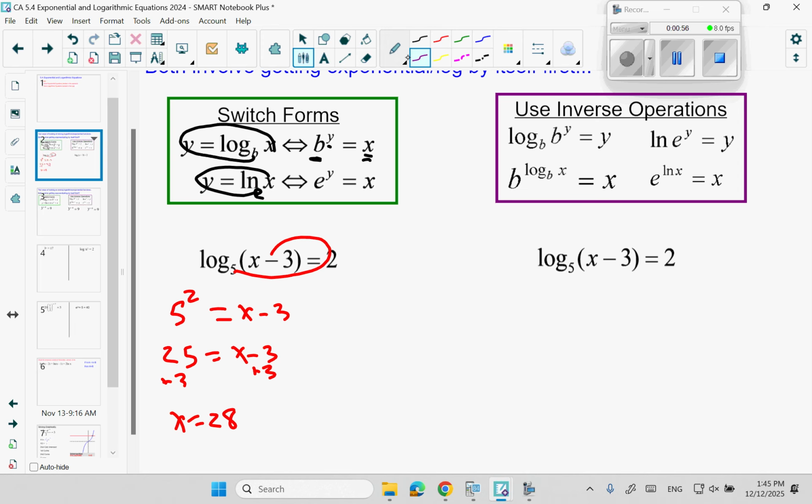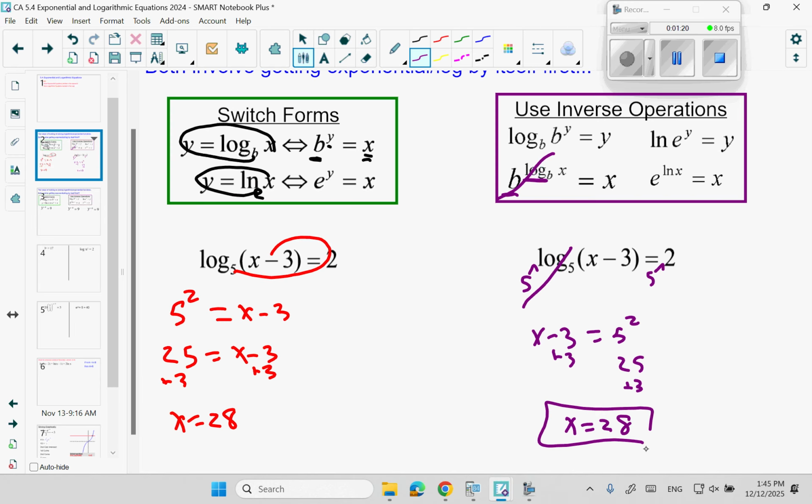The other way of thinking about that is understanding that something like b to the power of log base b simplify out and undo each other. So if I do 5 to the power of both sides, this gets canceled, so I get x minus 3 equals 5 squared. Well, 5 squared is 25, and there I get the exact same process at the end of x equals 28.